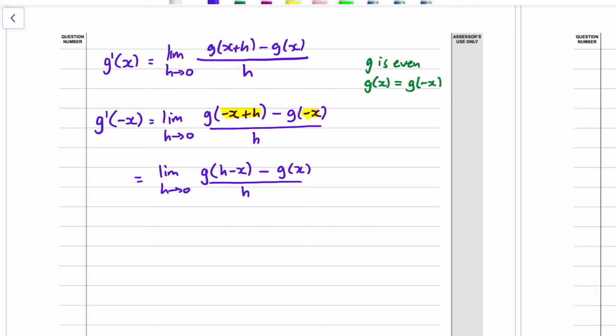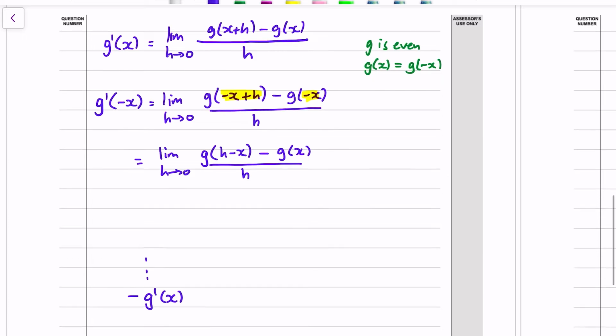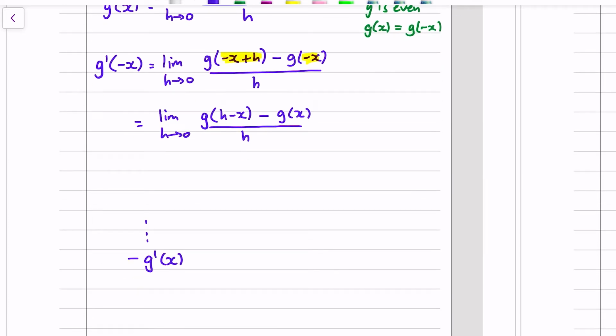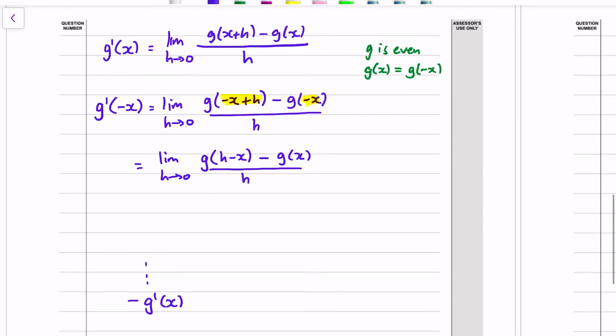Now they do something slightly weird in the mark schedule here, because you still want to use the definition of the derivative, because we want this to come out with negative g dash of x here. So personally, the way that I solved this problem, I worked backwards. I found g dash of x and took the negative of it, and then met in the middle. What they've done in the mark schedule is changed the notation around a little bit.